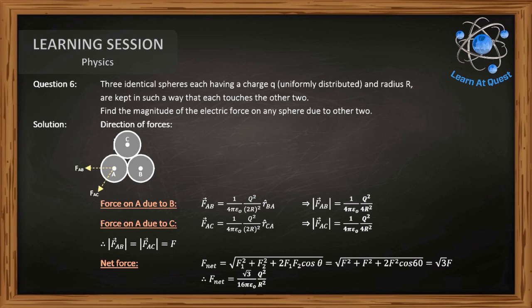F is equal to 1 by 4 pi epsilon naught q square by 4r square. Hence we get root 3 q square upon 16 pi epsilon naught r square. This is the net force acting on sphere A due to sphere B and sphere C.